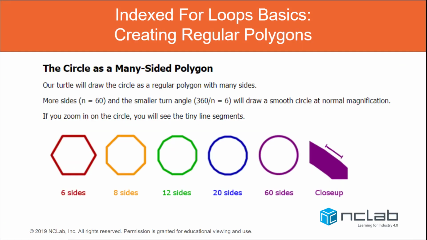The neat thing about studying regular polygons is they're really all variations on a circle. Remember, a circle is 360 degrees, and there's a relationship between the number of sides and the angle of turn. So if you take 360 and divide it by the number of sides, then you'll get the angle of turn. And by the time you get to 60 sides, it's pretty smooth. If you zoom in on that shape that you produce, you can just see that 6-degree turn, and it's drawing a pretty smooth circle.